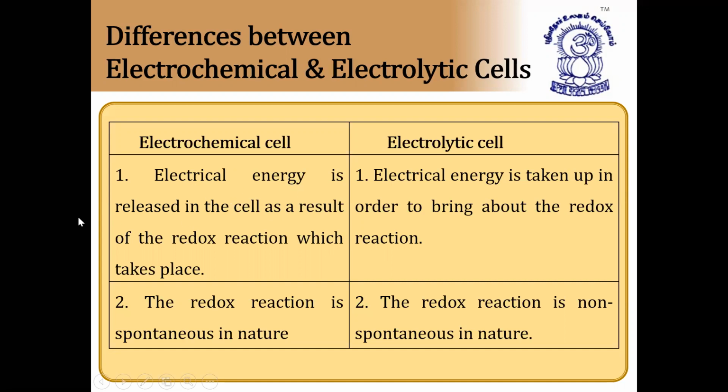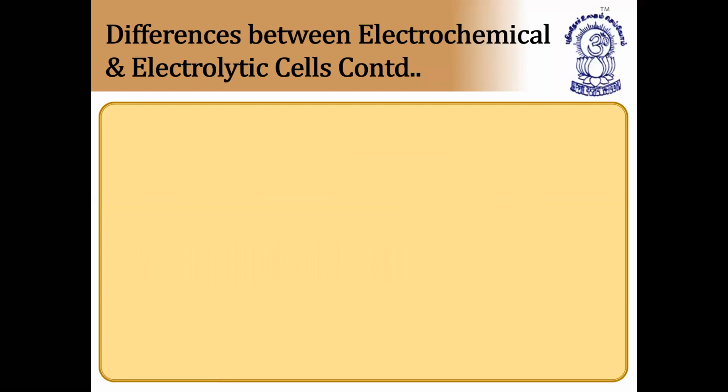Means electric energy is released, it is produced. Whereas here, electric energy is used up, taken up in order to bring about the redox reaction. Next, second point, the redox reaction is spontaneous in nature, and the redox reaction is also here non-spontaneous in nature, because current should come, then one should deposit at cathode, one should deposit at anode, then finally they will combine.